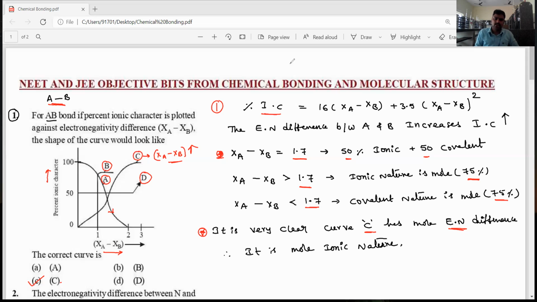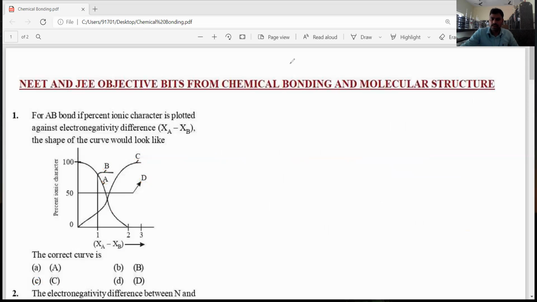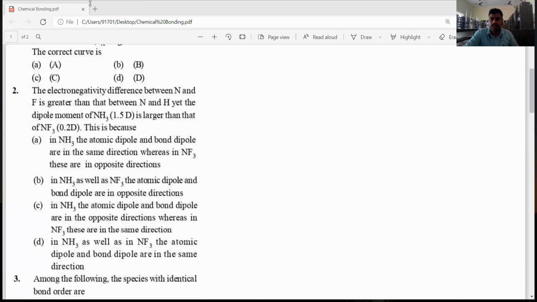Okay students, let's go to the second question, dear students. What is the second question? They asked about the difference in dipole moments between NH3 and NF3. If you observe, the dipole moment value of NH3 is more than that of NF3.